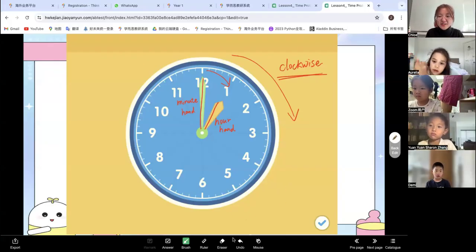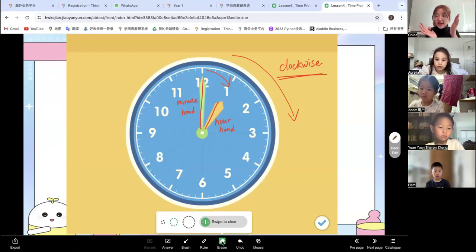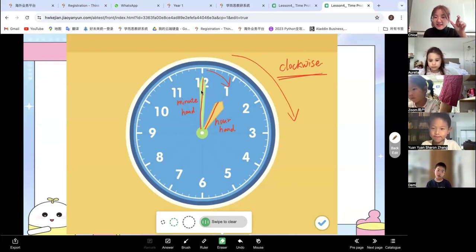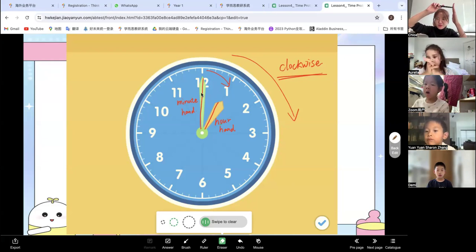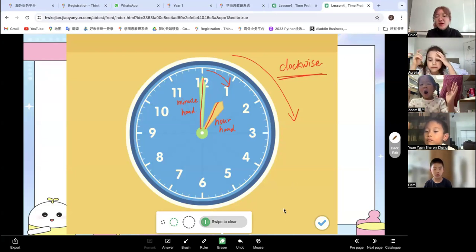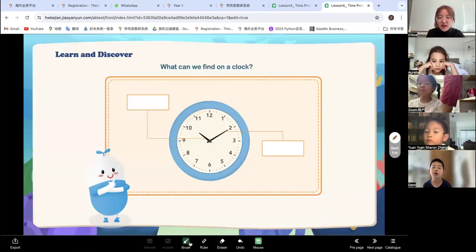Okay, great. So we talked about the name of the two hands. The shorter one will be the hour hand. The longer one will be the minute hand. And both of the hands will start from 12. So when they are pointing up, this will be the starting point. Okay? Now everyone, let's take a look here.